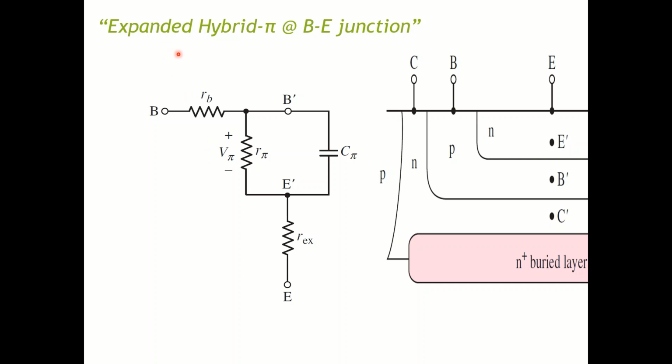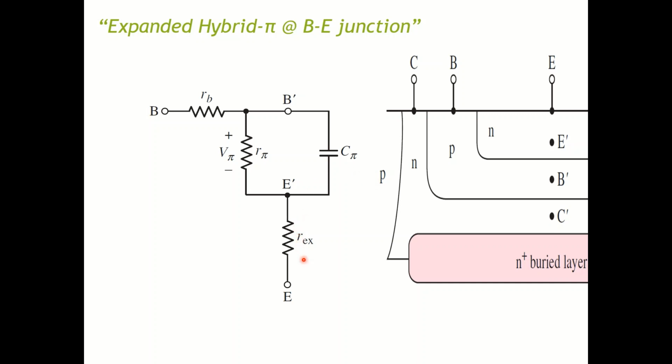So first let's examine the BE junction of the expanded model. Here I have given you the expanded model, okay? And now if you look in here, there are a lot of new components. You have an external component, the R external, you have the RB, you have the original one, R pi, and you have an extra component in here, C pi.